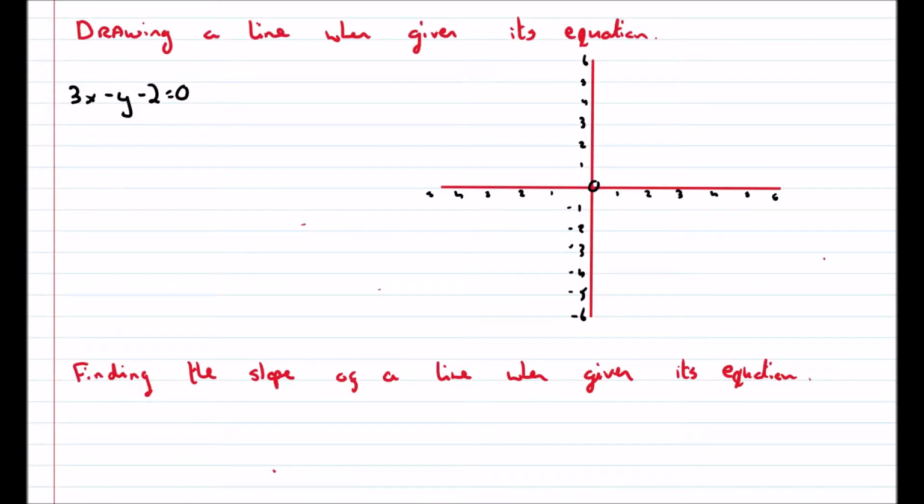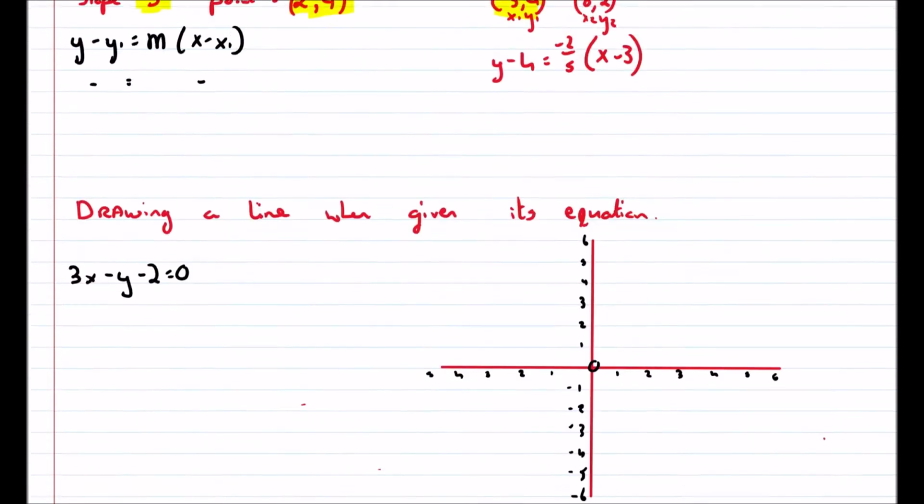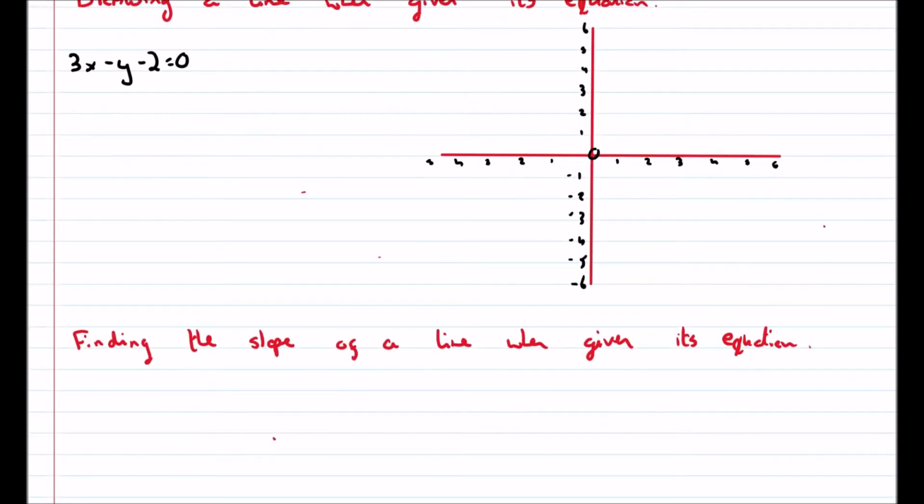Right, so now I'm going to show you how to draw the line when you're given its equation. Here's an equation, the same one that I had up here: 3x minus y minus 2 equals 0. Now, to draw any line, we need 2 points. So I need to use this equation to find 2 points on that line. The best thing I can do is find where it crosses the x-axis. Wherever that line crosses the x-axis, the y value will be 0.